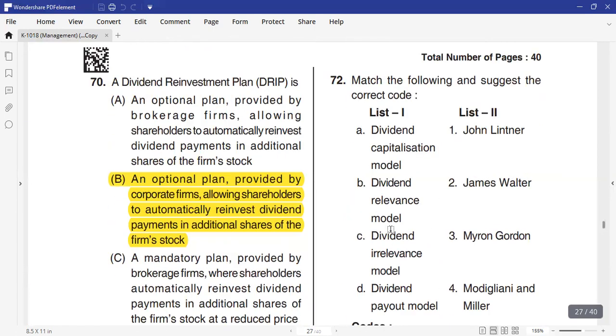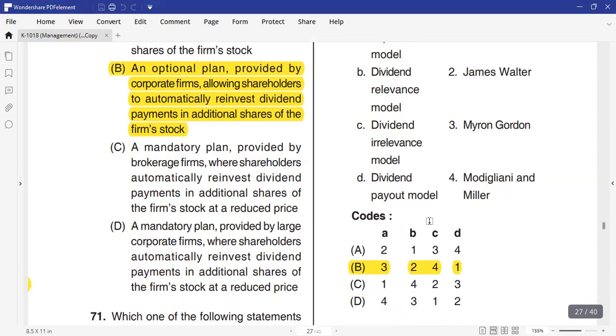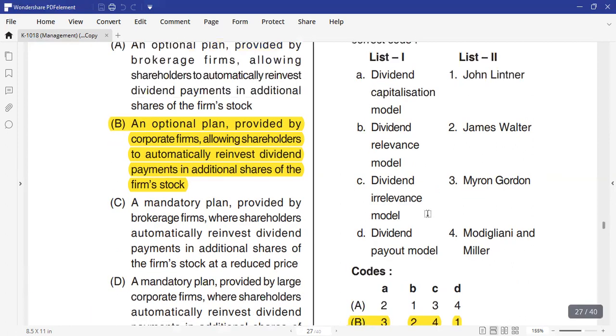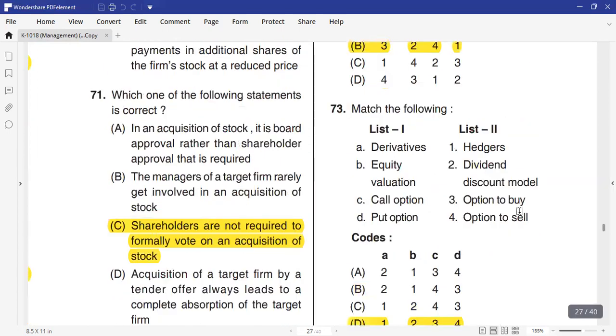Next, we go to the 72nd question. Match the following list 1 versus list 2. The correct option is for A it is 3. Dividend capitalization model is given by Myron Gordon. For B it is 2. Dividend relevance model is given by James Walter. C, dividend irrelevance model is given by Modigliani and Miller. And dividend payout model is given by John Lintner. So this is how these theories are interrelated.